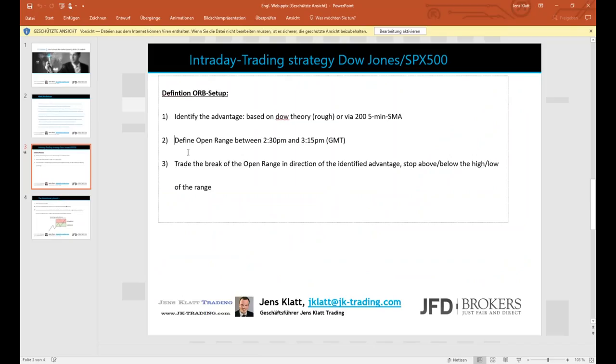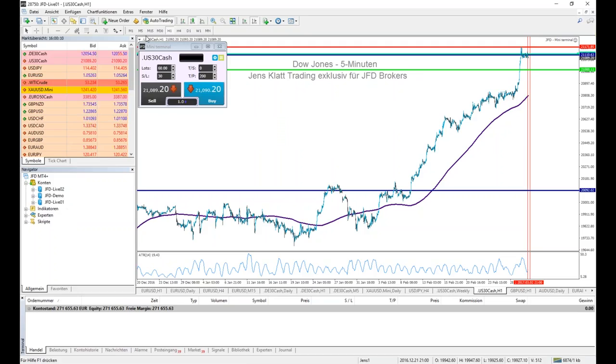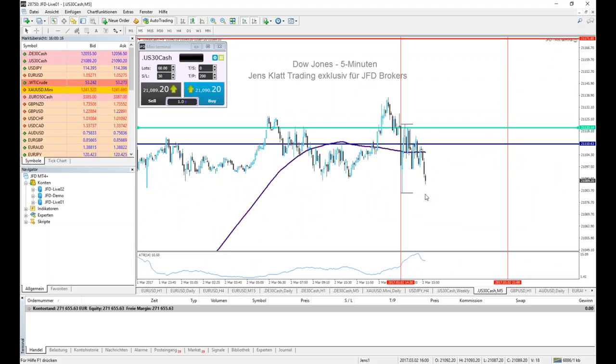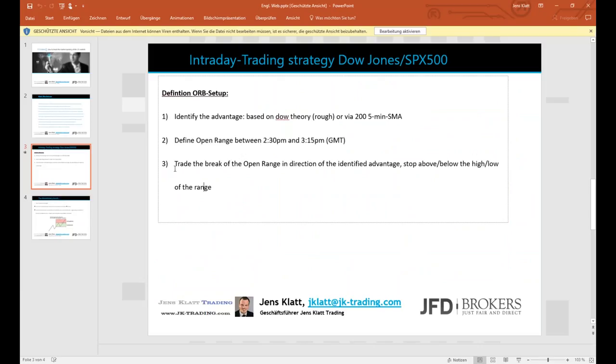In case of the definition of the open range setup, you define the open range between 2:30 and 3:30 p.m. GMT. This is something you can easily do automatically with those two black lines here. You can automate this with an expert advisor. And then on top of that, you just trade the break of the open range in the direction of the identified advantage. The stop is above or below the high and low of the range. Take profit depends, and this is something we won't cover today.